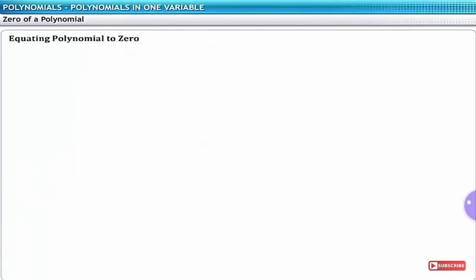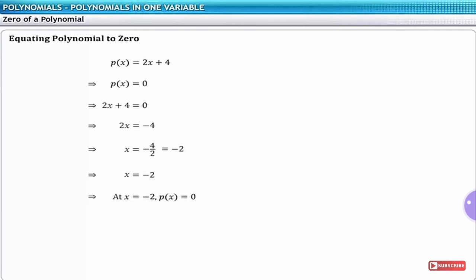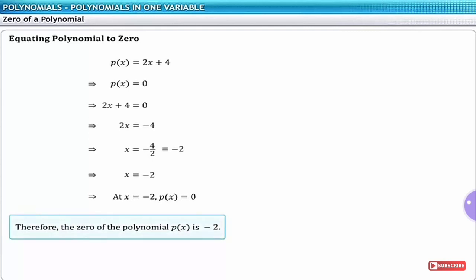Thus, P of x is equal to 2x plus 4. P of x is equal to 0. Thus, the value of the polynomial 2x plus 4 is equal to 0. On solving, you get x is equal to -2. This indicates that the value of P of x is equal to 0 if x is equal to -2. Therefore, -2 is the 0 of polynomial P of x. Thus, you can obtain 0 of a polynomial by equating it to 0.